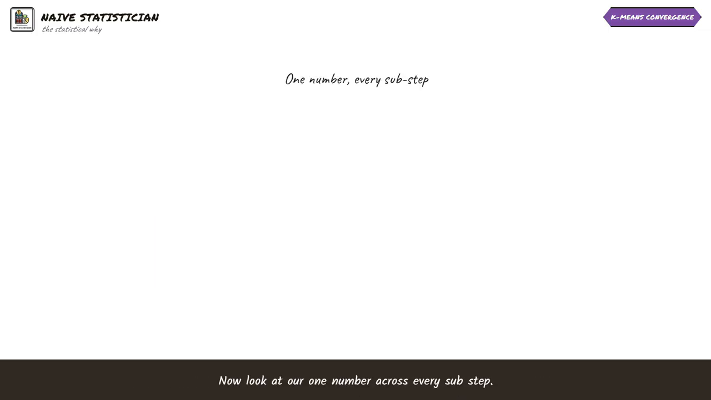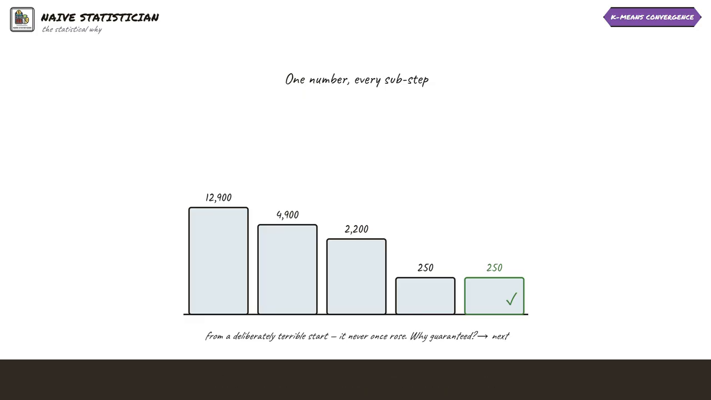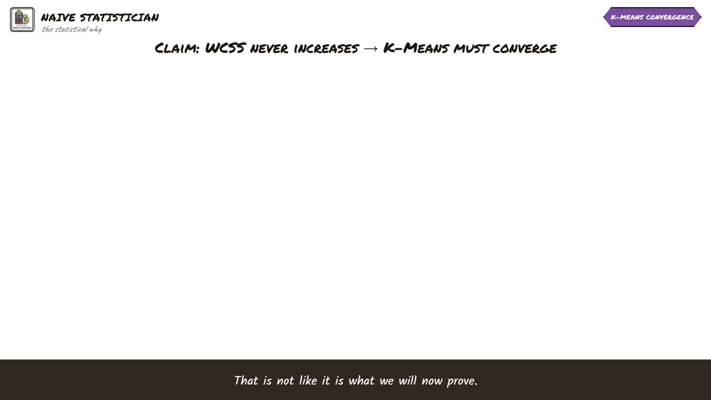Now look at our one number across every sub-step. 12,900, 4,900, 2,200, then 250, then flat. From a deliberately terrible start, it never once rose. That is not luck, it is what we will now prove.